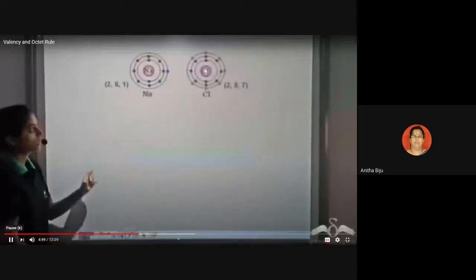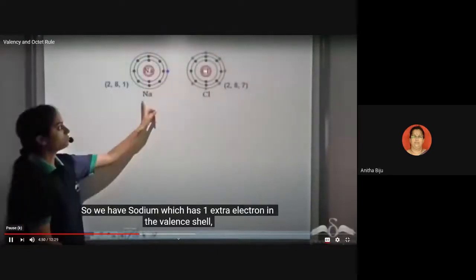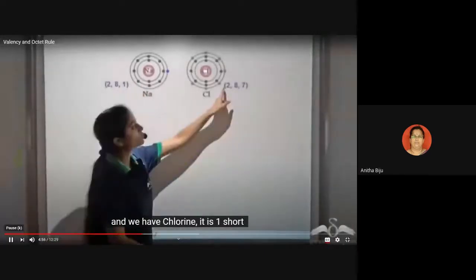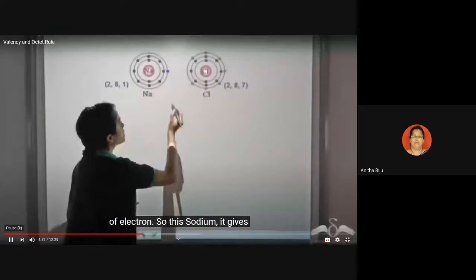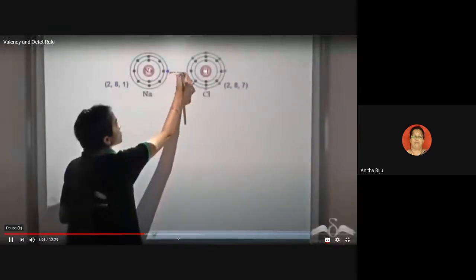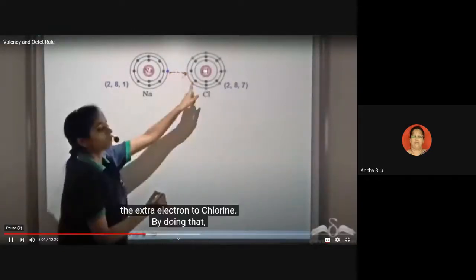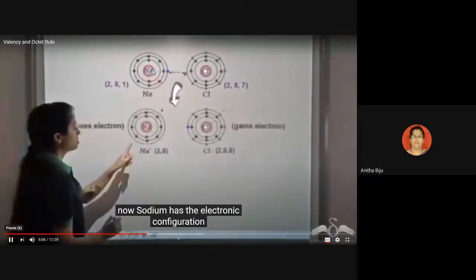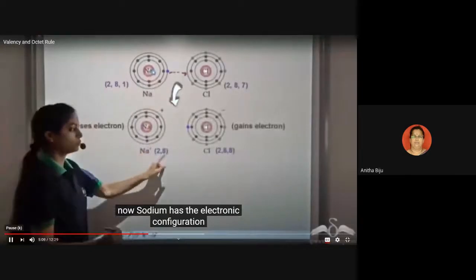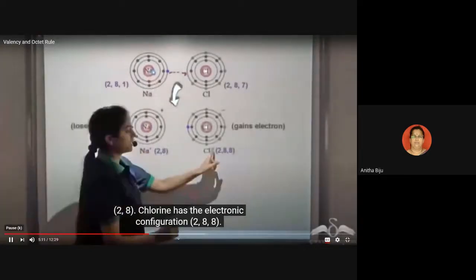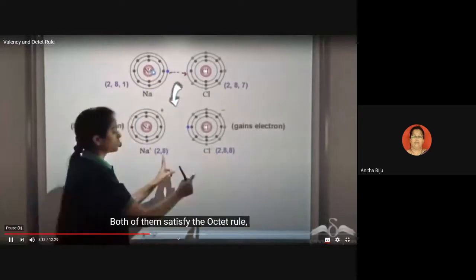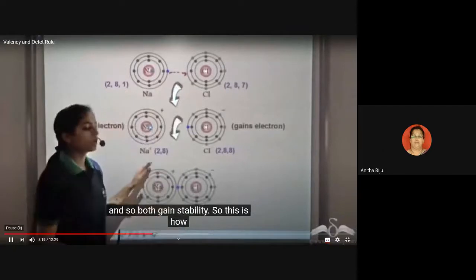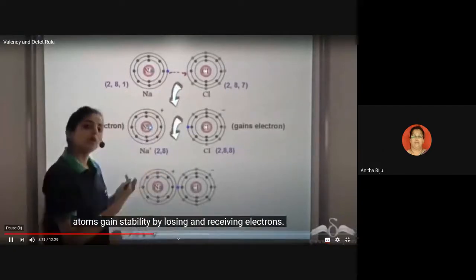So we have sodium, which has 1 extra electron in the valence shell, and we have chlorine, which is 1 electron short. So this sodium gives the extra electron to chlorine. By doing that, now sodium has the electronic configuration 2, 8, and chlorine has the electronic configuration 2, 8, 8. Both of them satisfy the octet rule, and so both gain stability. So this is how atoms gain stability, by losing and receiving electrons.